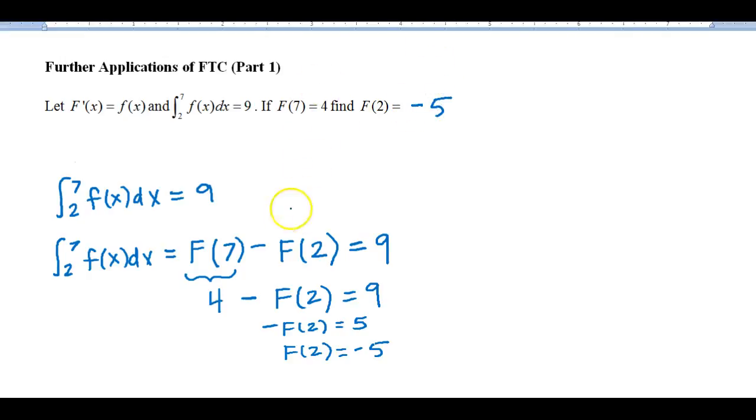So this is an application of the fundamental theorem part 1, but I'm using it in a different way. It's understanding that if I'm given big F prime of x equals little f of x, and I'm given this definite integral from 2 to 7 of little f of x, then I'm really being asked to write out the fundamental theorem of calculus part 1 in general terms to search for one of the missing components. So they could have instead given us f of 2 and then asked us to find f of 7. We still would have had enough information to do so.